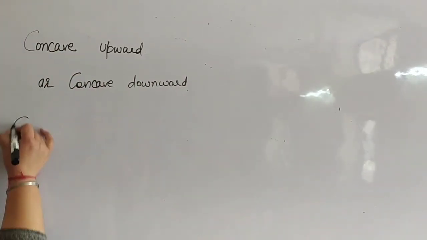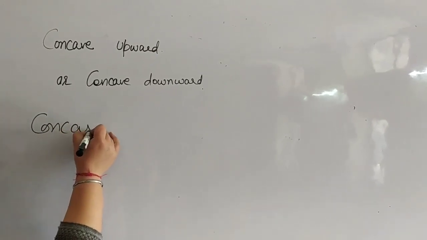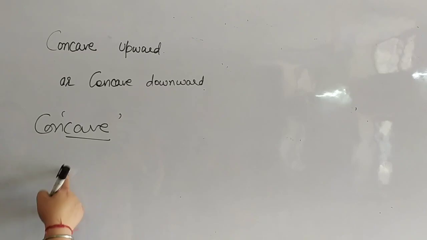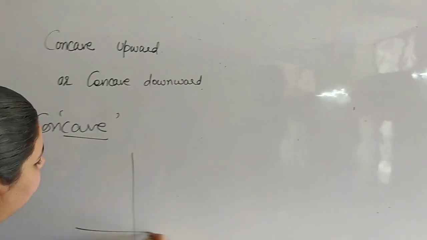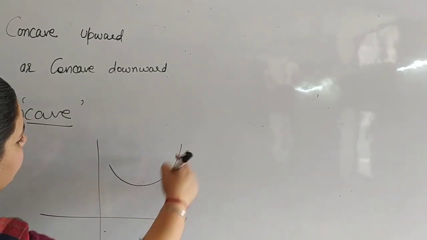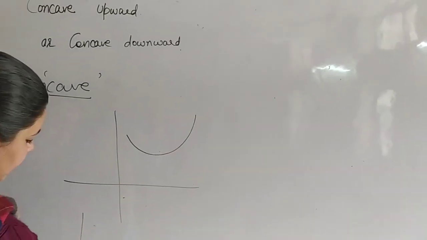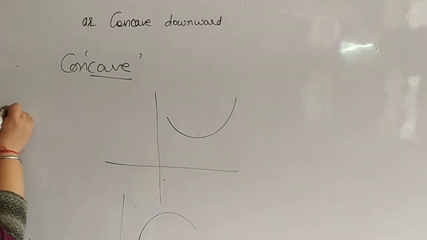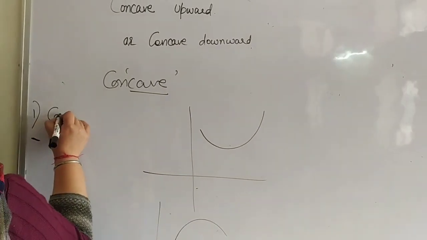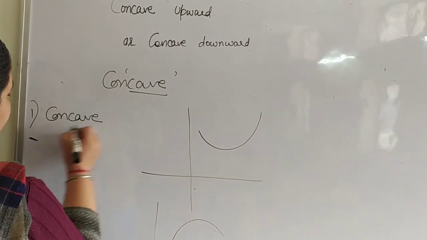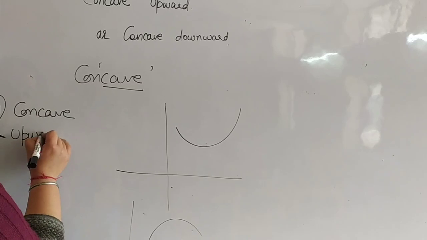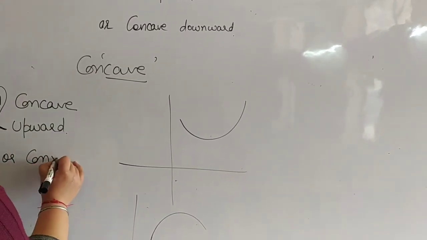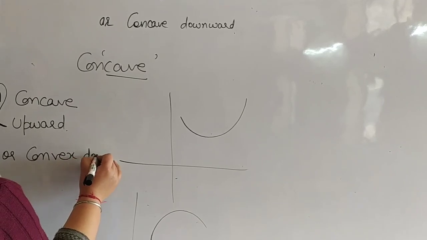As we can see, concave has the word cave, that means the shape of the curve will look like either this or this. First we will check whether the given curve is concave upward. It is also known as convex downward.